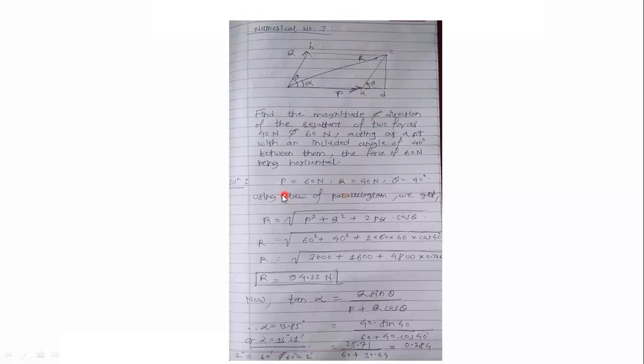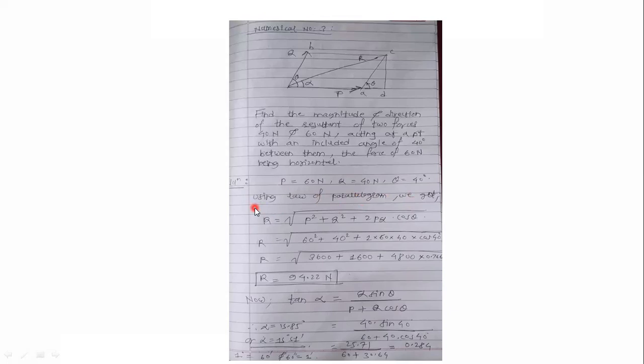Now what is given in the numerical, that you have to write first. Remember this thing: whenever you are solving an engineering mechanics numerical, first you have to write down what data has been given. So the given data you have to write: force P is equal to 60 Newton, force Q is equal to 40 Newton, theta is equal to 40 degrees. That data you have to write, and in the solution you have to write which concept you are using to solve the numerical. That concept you have to write: that by using the law of parallelogram, we are going to solve this numerical.